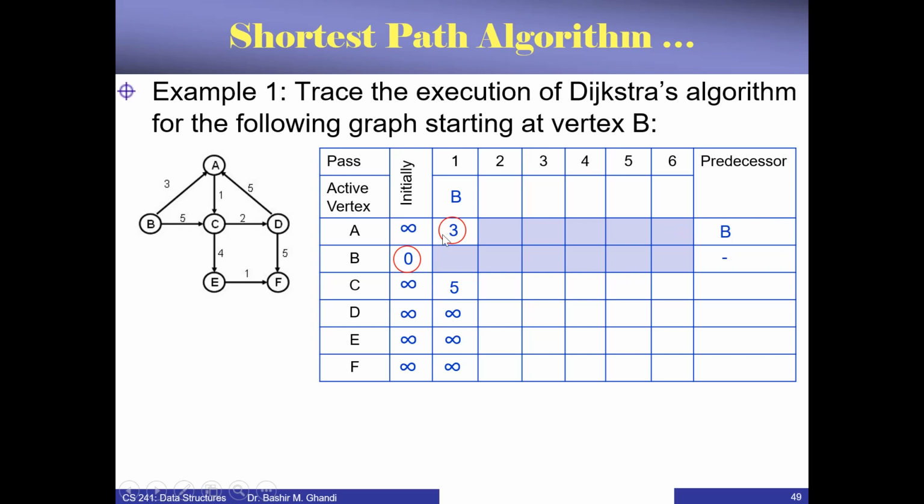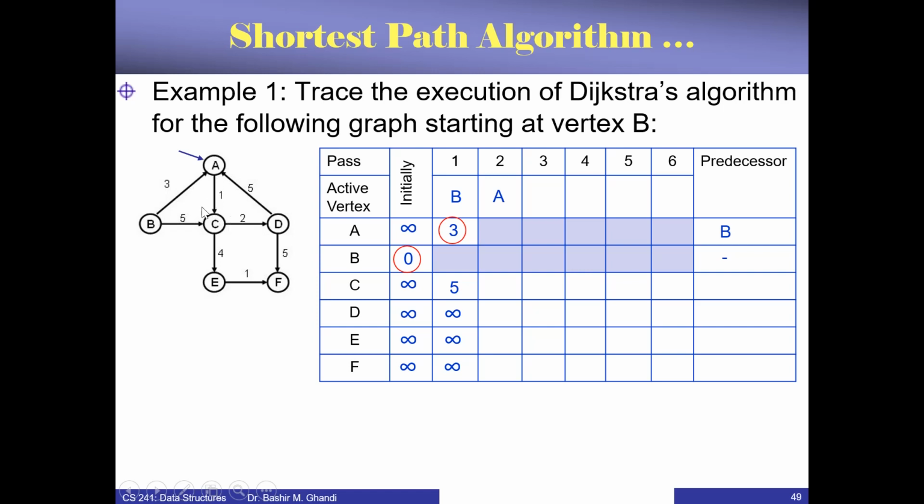Okay. Step number 3, make this vertex that we have just finalized your active vertex. So A is our next active vertex. And ask yourself again, from A, where can you reach? In this case, only C. There's only an arrow here from A to C.